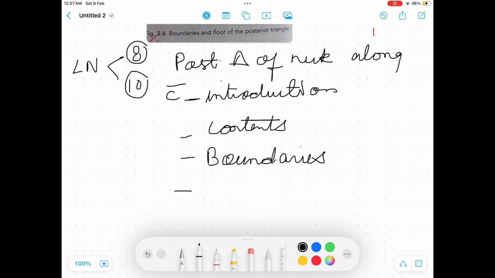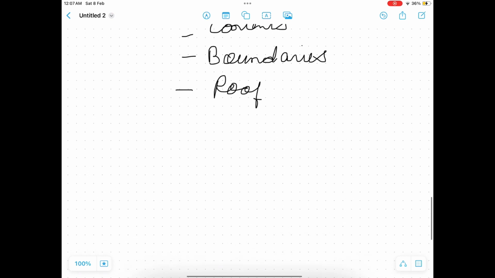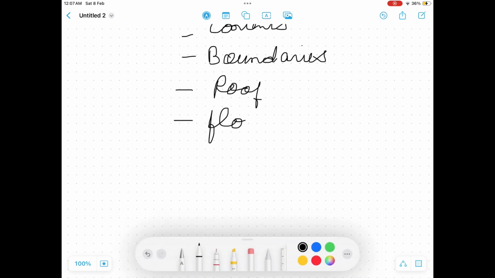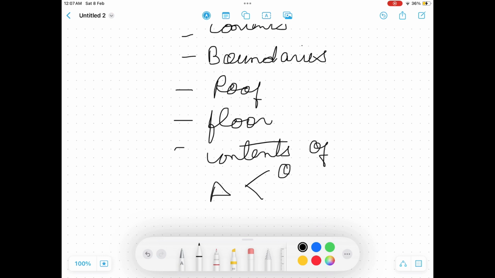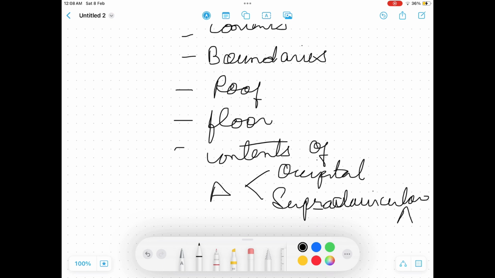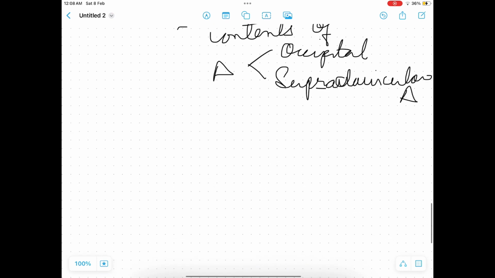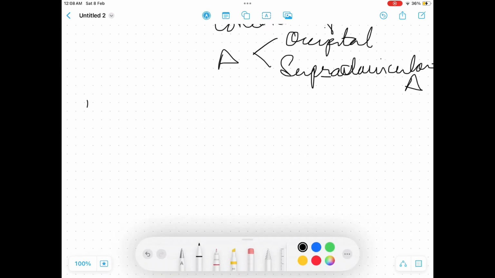Then roof, then floor, and the contents of individual triangles, that is occipital triangle and supraclavicular triangle. Okay, and one short note can also come on Frey syndrome.